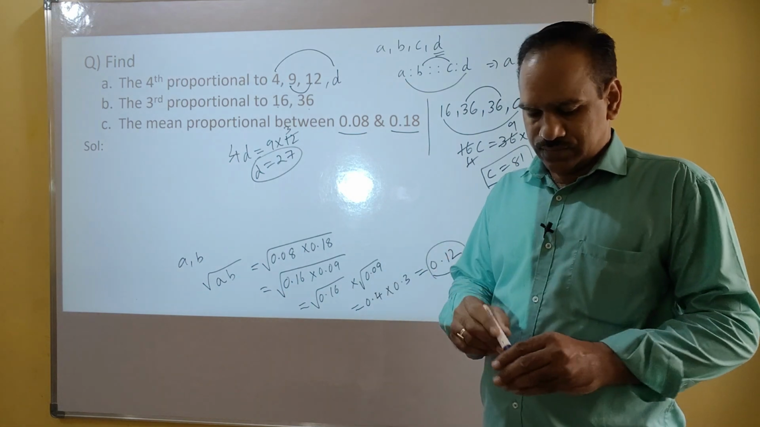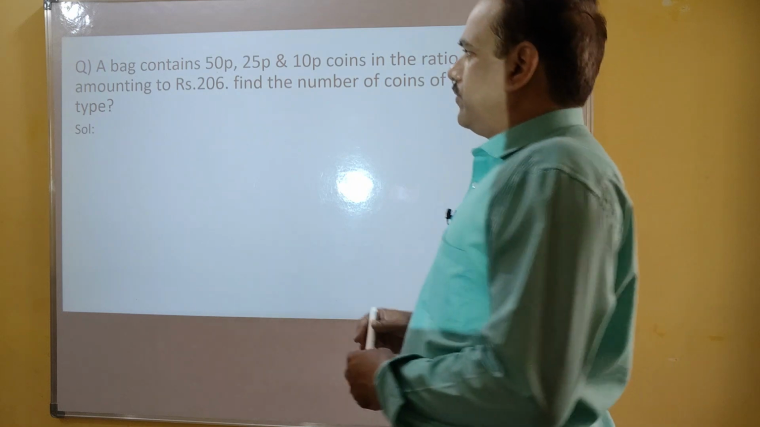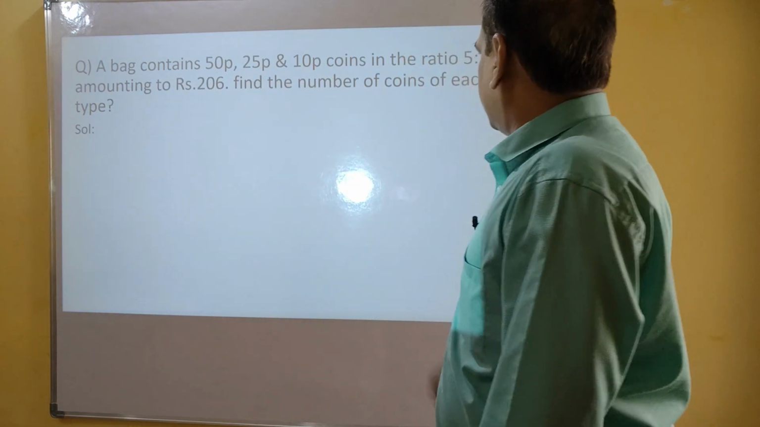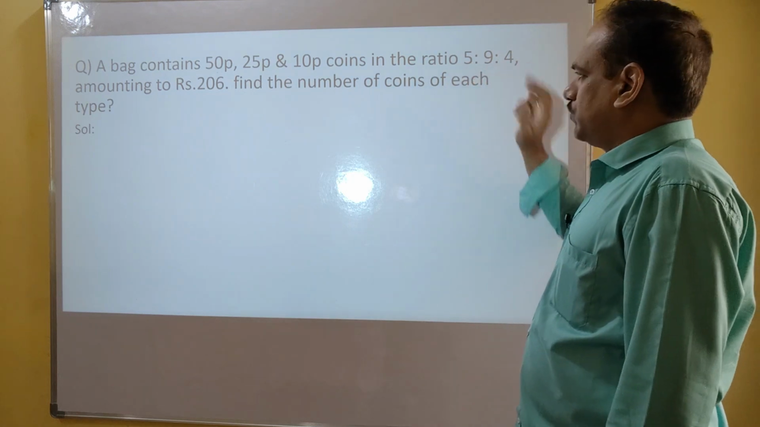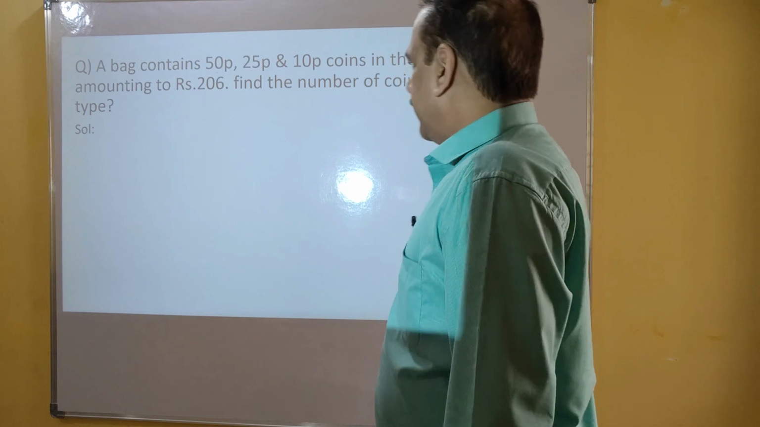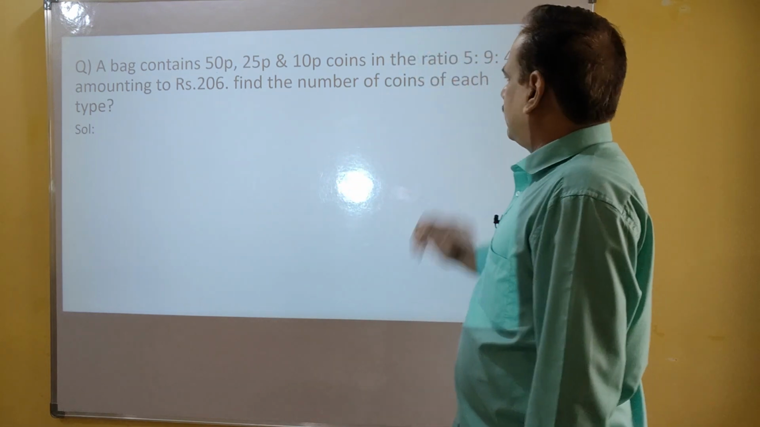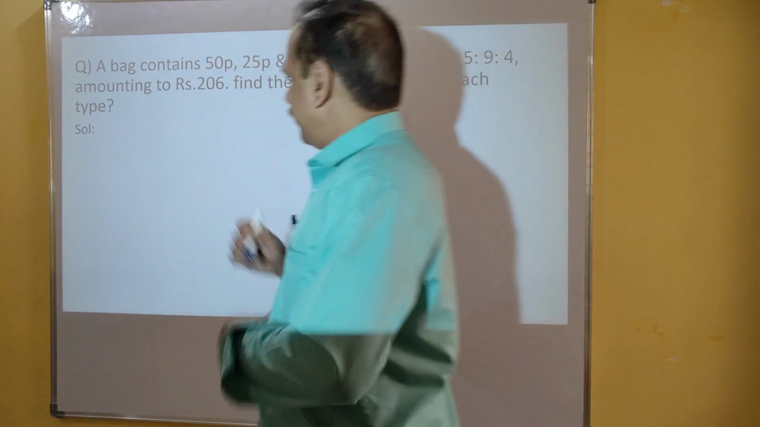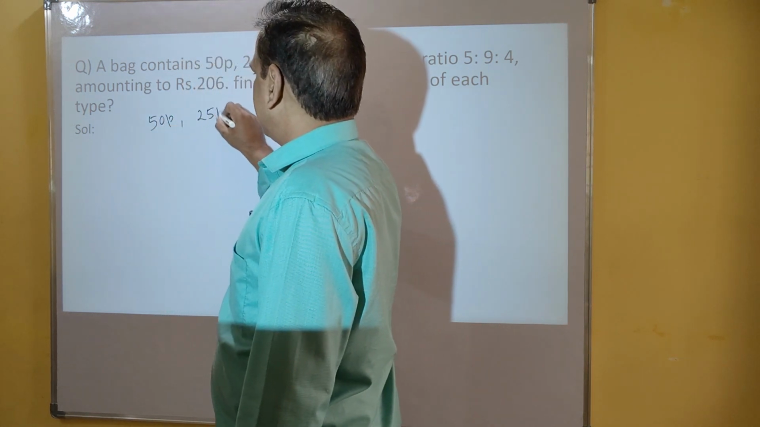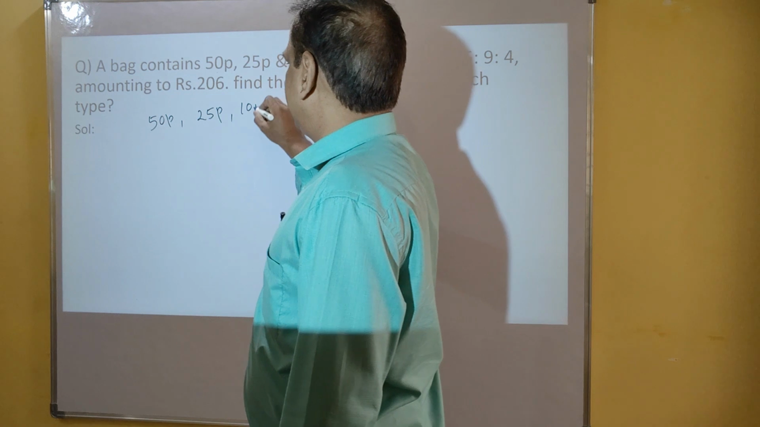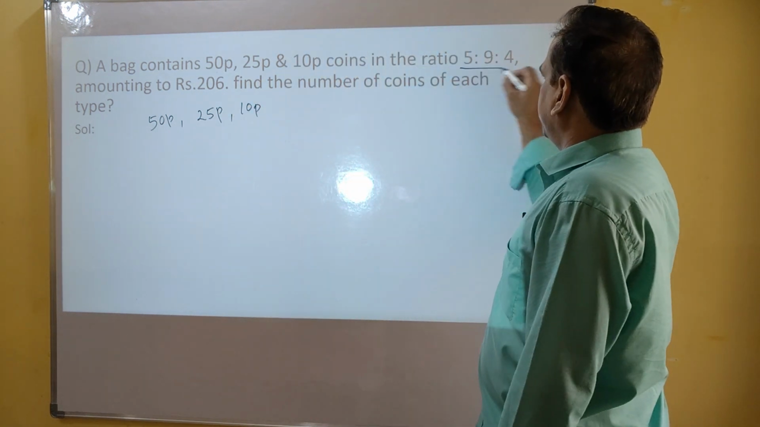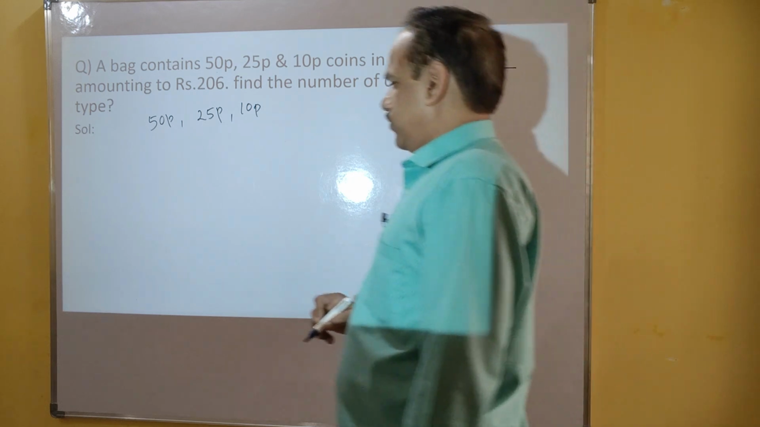Now coming to this problem, a bag contains 50 paisa, 25 paisa and 10 paisa coins in the ratio 5:9:4, amounting to 206 rupees. Find the number of coins of each type. So you have 50 paisa coins, 25 paisa coins and 10 paisa coins in the bag. In what ratio? In the ratio of 5:9:4.